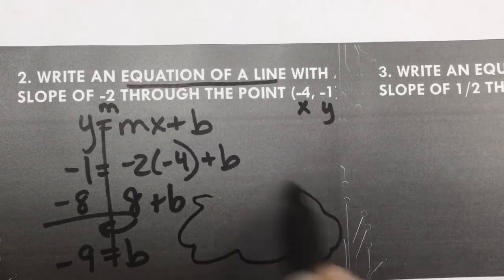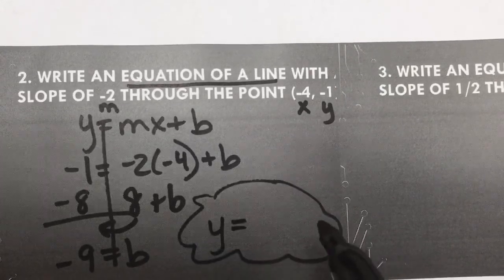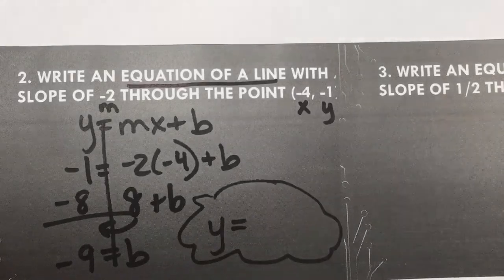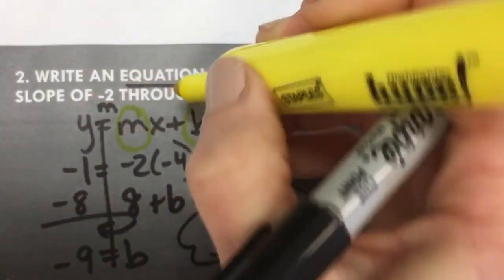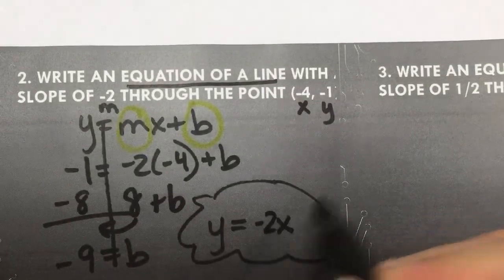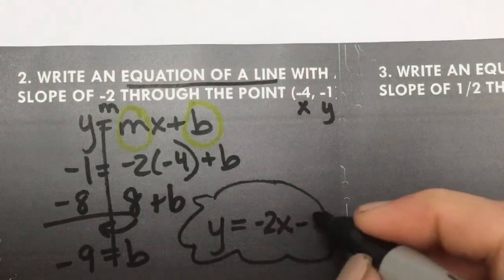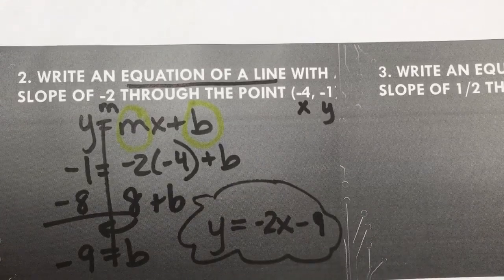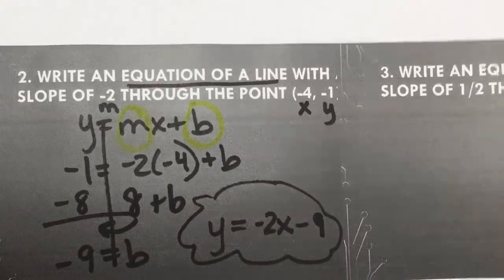Your final answer is going to be y equals, and you plug in for your m and your b. I call that our mountain bike. You plug in for the m and the b. Well, we already knew m was -2, and we solved for b and got -9. So your answer is y equals -2x minus 9.